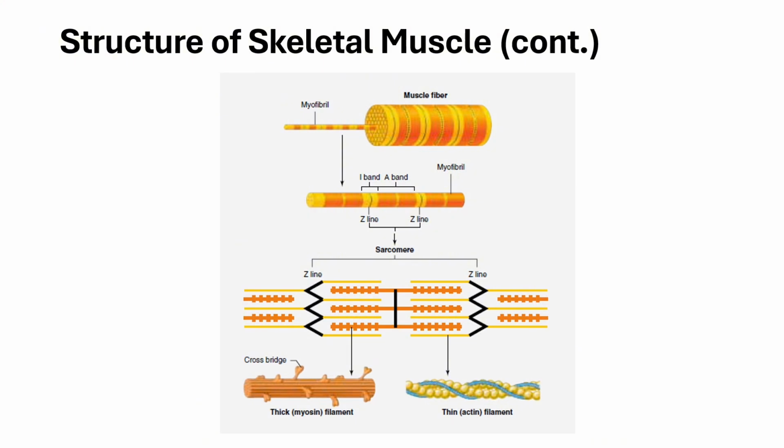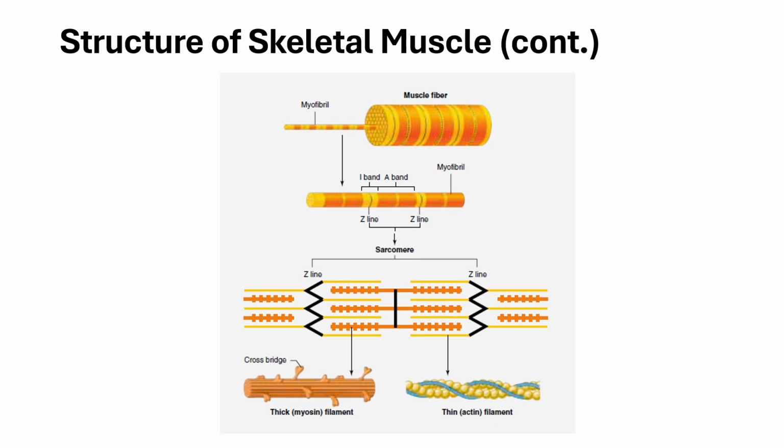And as you can see, the filaments within the sarcomere: thick filaments made of myosin located in the center of the sarcomere, and the thin filaments composed of actin anchored at the Z line, extending into the A band and overlapping with myosin filaments. And then you can see cross bridges.